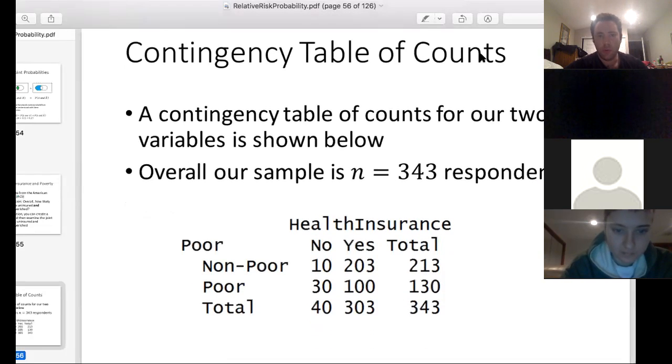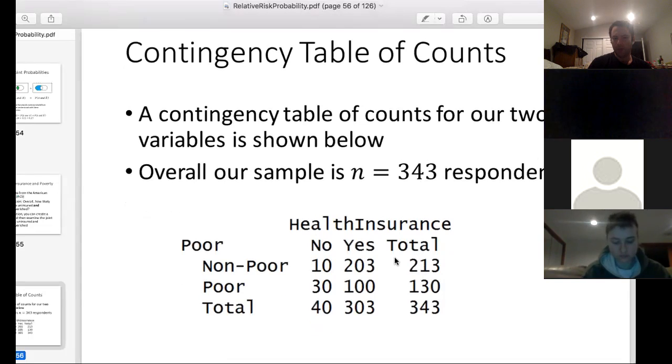So here in this example, we can use a contingency table of counts for our two variables, which is shown down here below. Here we were looking at the question of whether someone is poor or not will influence whether they have health insurance. On our axis up top, we have health insurance, and we can differentiate between people who do not have health insurance and people who do have health insurance, and the total. And then on the left here, we have those who are poor and those who are not poor and a total as well. Here we can break them down into these different categories, and the sum of all of them will be 343, as we saw earlier.